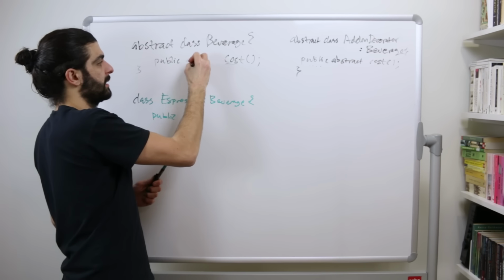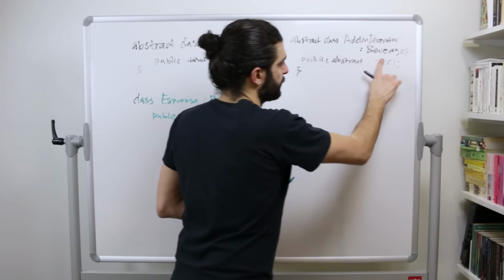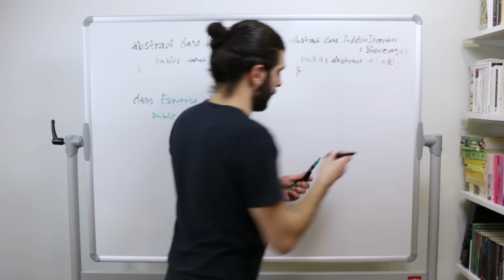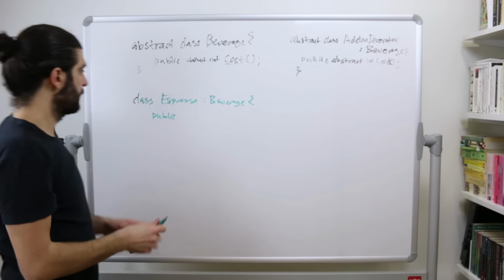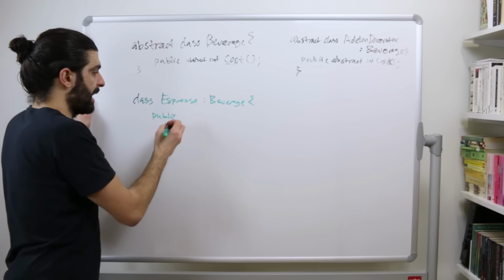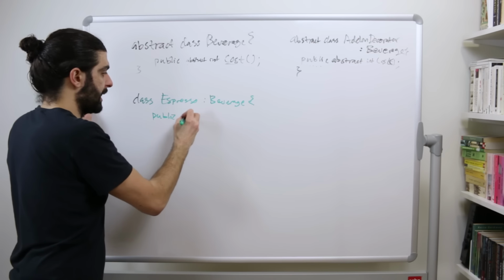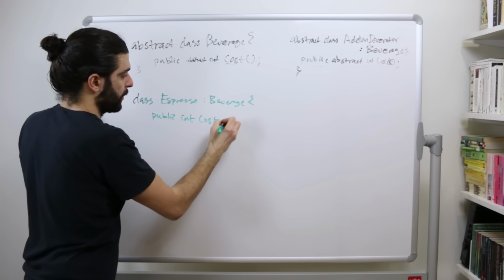Public abstract int cost and public abstract int cost. Probably it makes sense to use a double or something like that, but let's just keep it simple. Let's stick to ints. So the espresso needs to have an implementation for public int cost. It needs to have an implementation for the cost method.